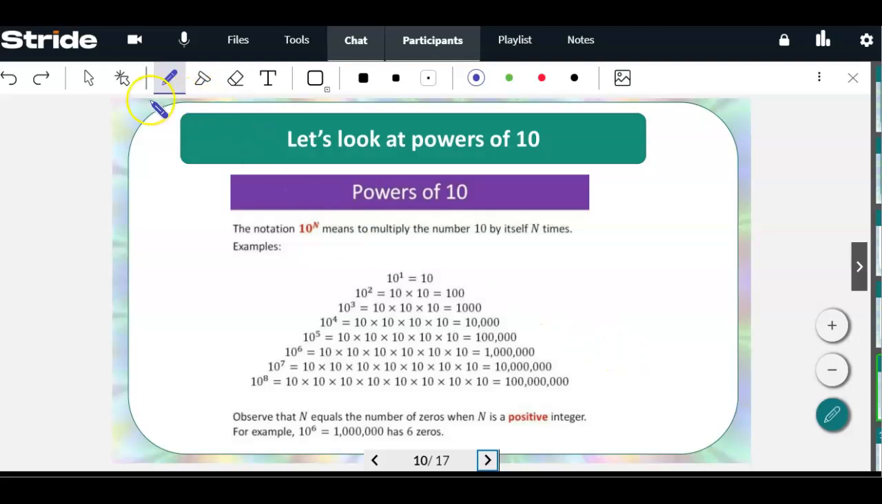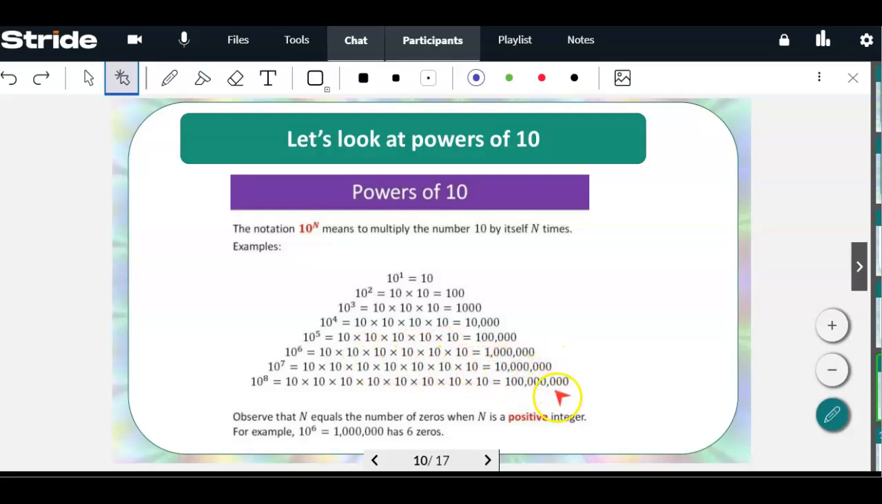Next thing, we're going to look at powers of 10. So you have this little diagram here. 10 to the first power is 10. 10 to the second power is 10 times 10 is 100. 10 to the third, 1,000. And so on, because you're just multiplying all the 10s together.